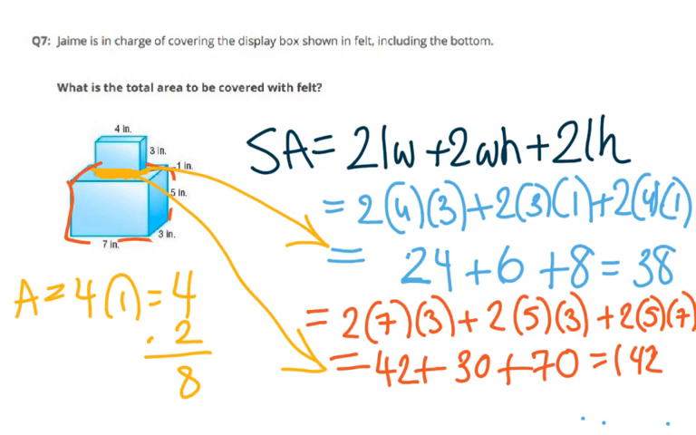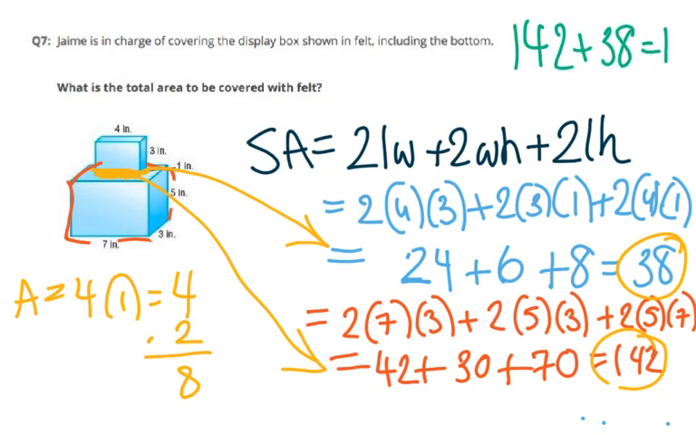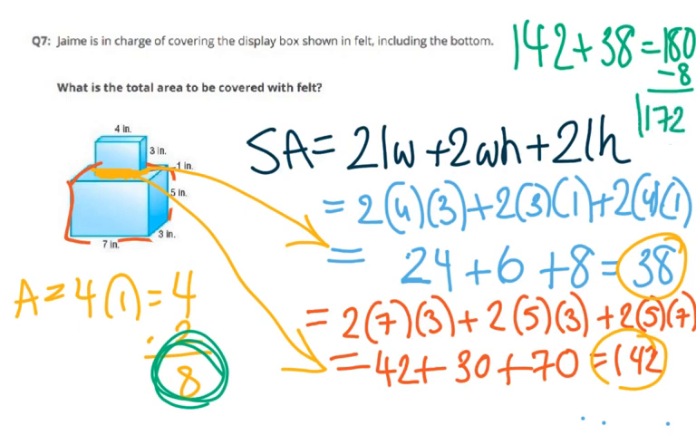So what we're actually going to do is add our two surface areas together. So 142, I'm going to write it up here just so I have room. 142 plus 38 equals 180. But then I'm going to take away this 8 that I counted twice and shouldn't have counted at all. So my final answer would be 172. I'll write it here, inches squared.